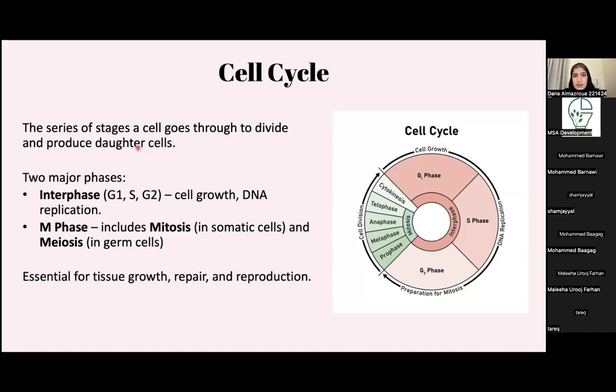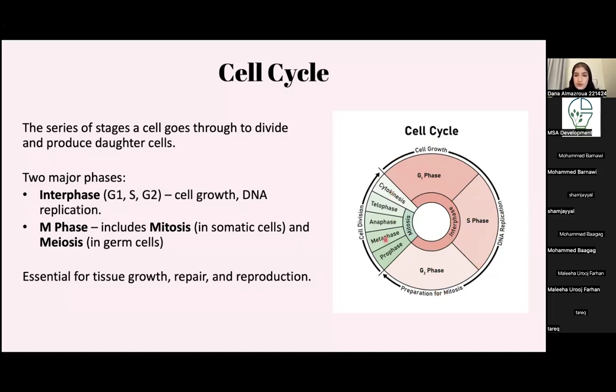So a cell cycle is the series of stages the cell goes through to divide and produce daughter cells. And this is something you know from high school. A cell divides and produces daughter cells. Now, in the cell cycle, we have two main phases. The first one is called the interphase, which is this phase here, from G1, S, and G2 phase. All of these fall under the interphase. And this is where the cell spends most of its time. We're going to talk about it in more detail in the upcoming slides.